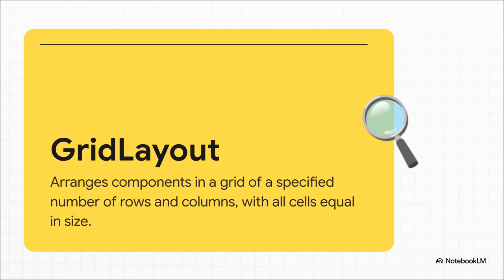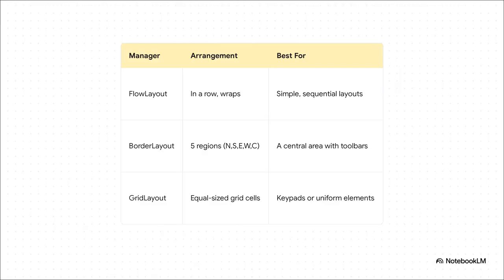And finally, there's GridLayout. This one is for when you need a grid. It arranges all your components into equal-sized cells, which makes it absolutely perfect for things like a calculator keypad. You just tell it how many rows and columns you want, and it does the rest. So the whole point here is choosing the right manager for the job. You wouldn't use a hammer to turn a screw, right? Same idea. This table gives you a really quick summary of when you should probably reach for each one.